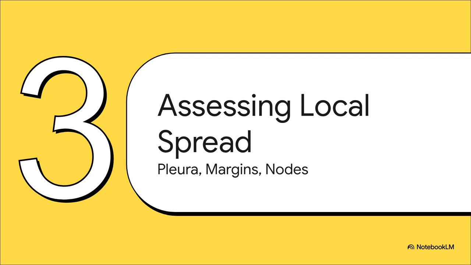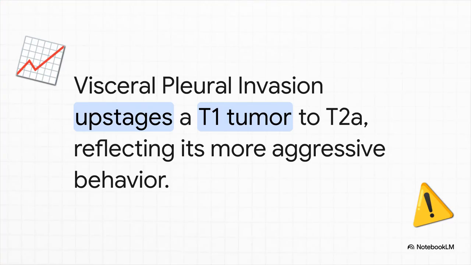We're talking about the pleura, the surgical margins, and of course the regional lymph nodes. This is really where the T and the N of the TNM stage start to come into focus. And here it is, one of the most high-yield rules you absolutely need to know. For a tumor that's otherwise small, if it invades the visceral pleura, it's a complete game changer. It automatically bumps a T1 tumor all the way up to a T2A because it reflects a more aggressive biology.